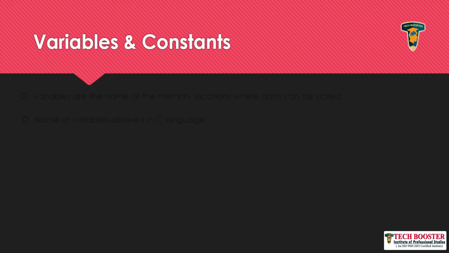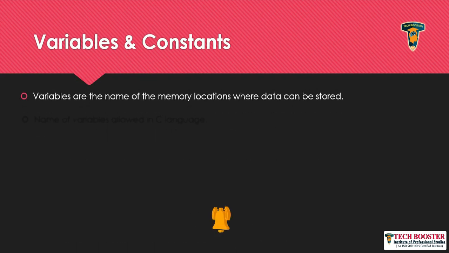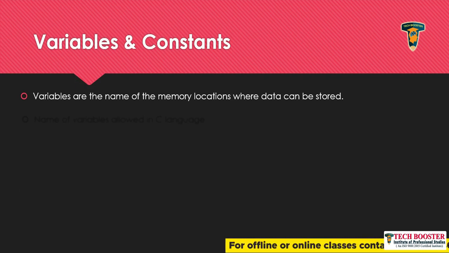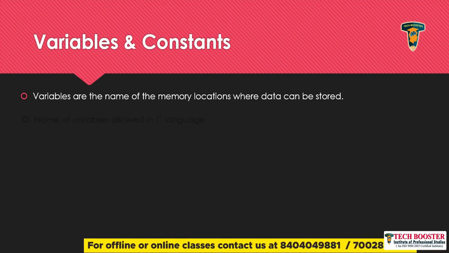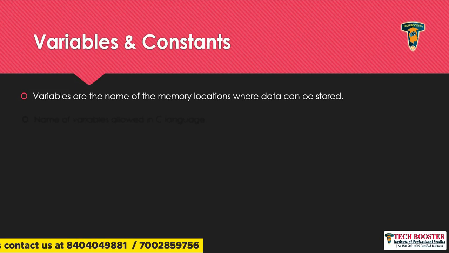So guys, in this video we'll learn about variables and constants. And here the first question is, what is a variable? You can see variables are the name of memory locations where we can store our data. If I consider two different data like 10 and 20, and I want to add them, my output answer will be 30. Now, where to store this particular value 30? In order to store it, we need to have a certain memory location. And the name of that particular memory location is known as a variable.